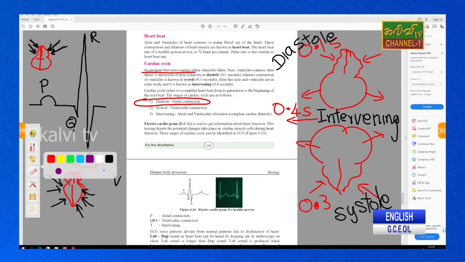Then the later part of that is taken as T. We already studied intervening, that is the rest position. This is the rest position. This is called intervening.